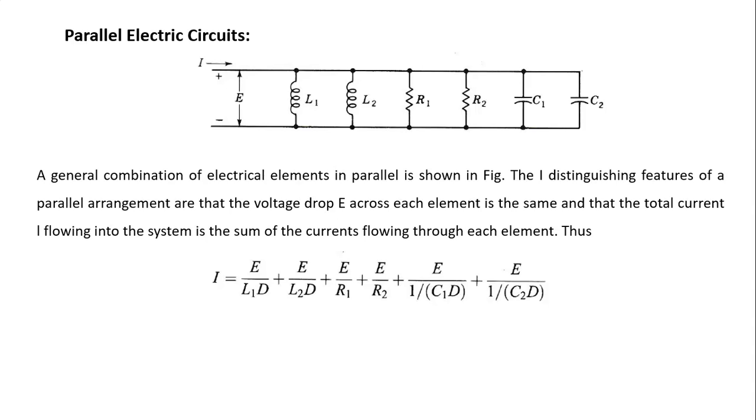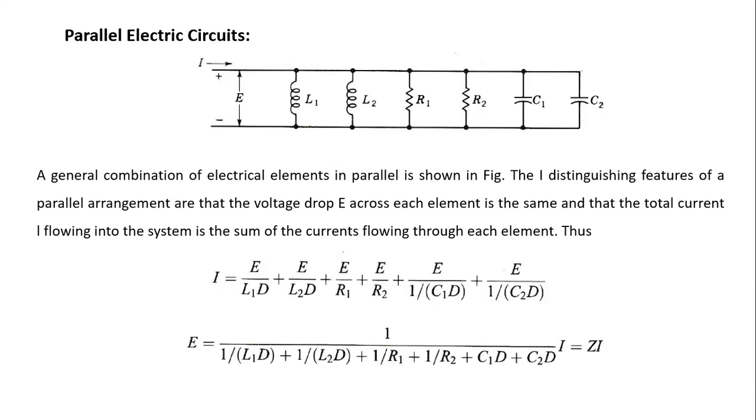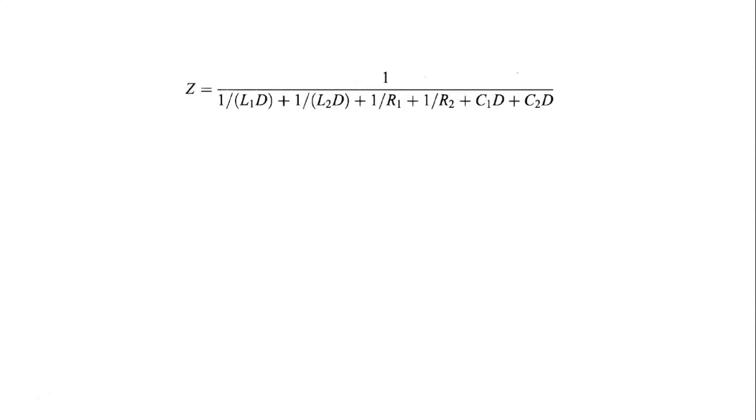Therefore, you can write this equation in terms of E. E is equal to 1 divided by 1 upon L1D plus 1 upon L2D plus 1 upon R1 plus 1 upon R2 plus C1D plus C2D into I is equal to ZI. Therefore, Z is the total impedance for the parallel circuit. Now we are studying the parallel circuit, therefore the total impedance Z for the parallel circuit, always remember, is 1 divided by 1 upon L1D plus 1 upon L2D plus 1 upon R1 plus 1 upon R2 plus C1D plus C2D. This is the total impedance for the given circuit. Therefore, from this equation, what can you say?